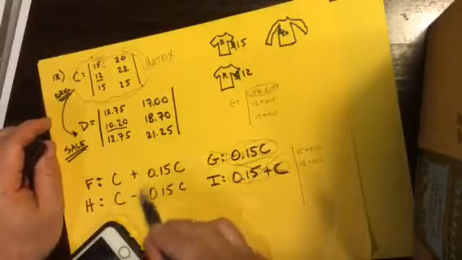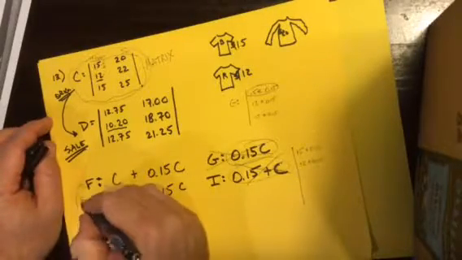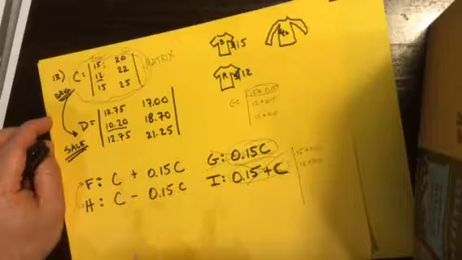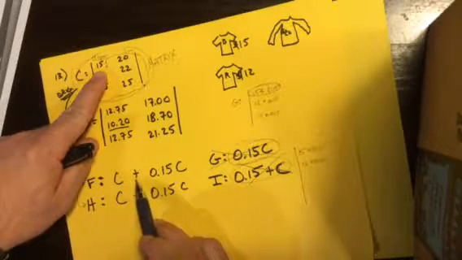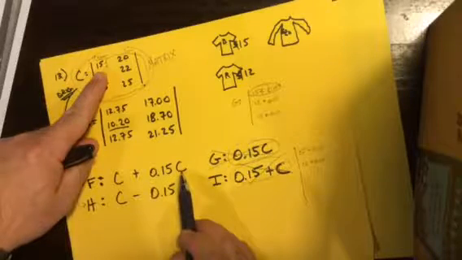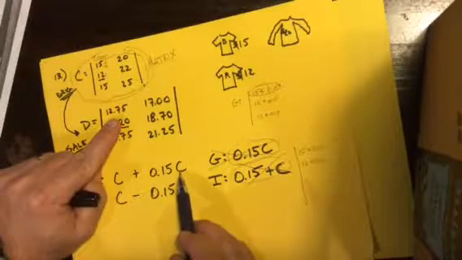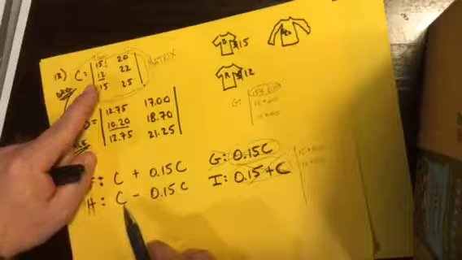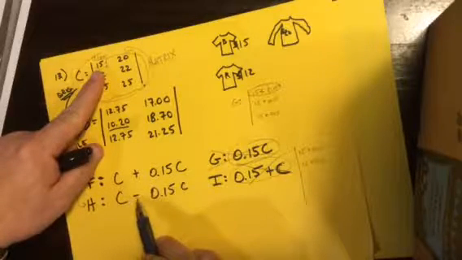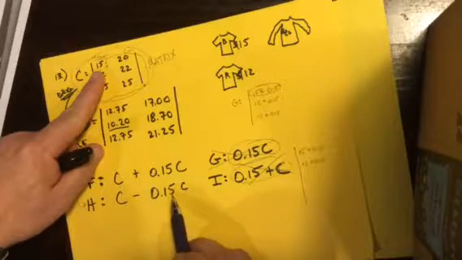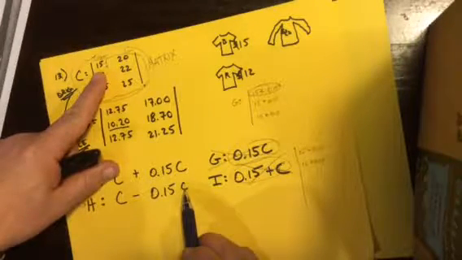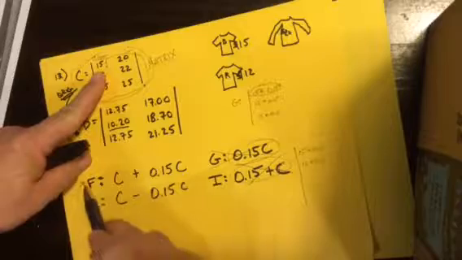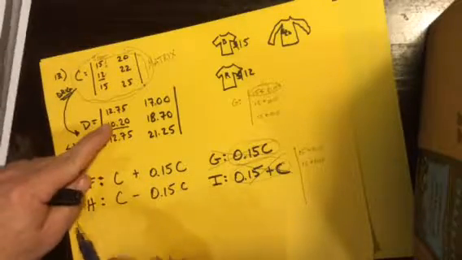So now the competition is, which one is correct, F or H? Should I take the number C and add 0.15 of C to get 12.75? Or should I take that 15 and subtract 0.15 times 15? And then the question would be, which one, either F or H, is going to give me that answer?